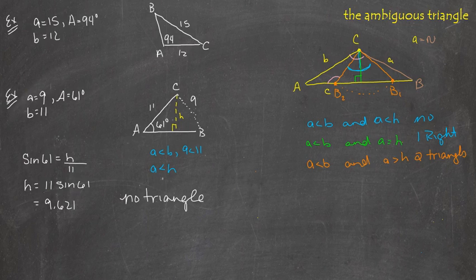And of course, if I had received a value for the length of H as less than, so say H equaled 8, then 9 would be longer than 8, so I would have two possible cases, and I'd have to find them both.